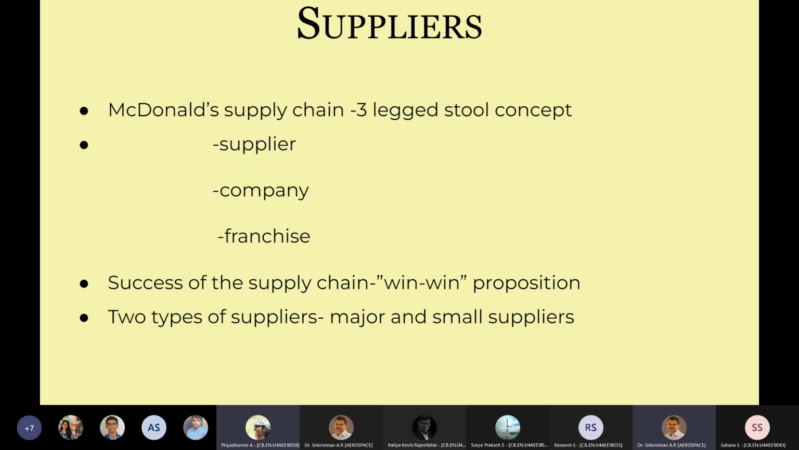So first we look into the suppliers. So McD has a three-leg stool concept. So this is all about supplier, company, and franchise. So the main success of the supply chain, it has a strategy which is founded by the founder Ray Kroc. So his system rests on a simple win-win proposition for all the parties. As I mentioned, its employees, owner-operators who run the restaurant, and its supply chain partners. So these are the three known legs of the stool, and this is the main success of the supply chain. So two types of suppliers are mainly major and small suppliers. So we will look into some of the suppliers of McD.